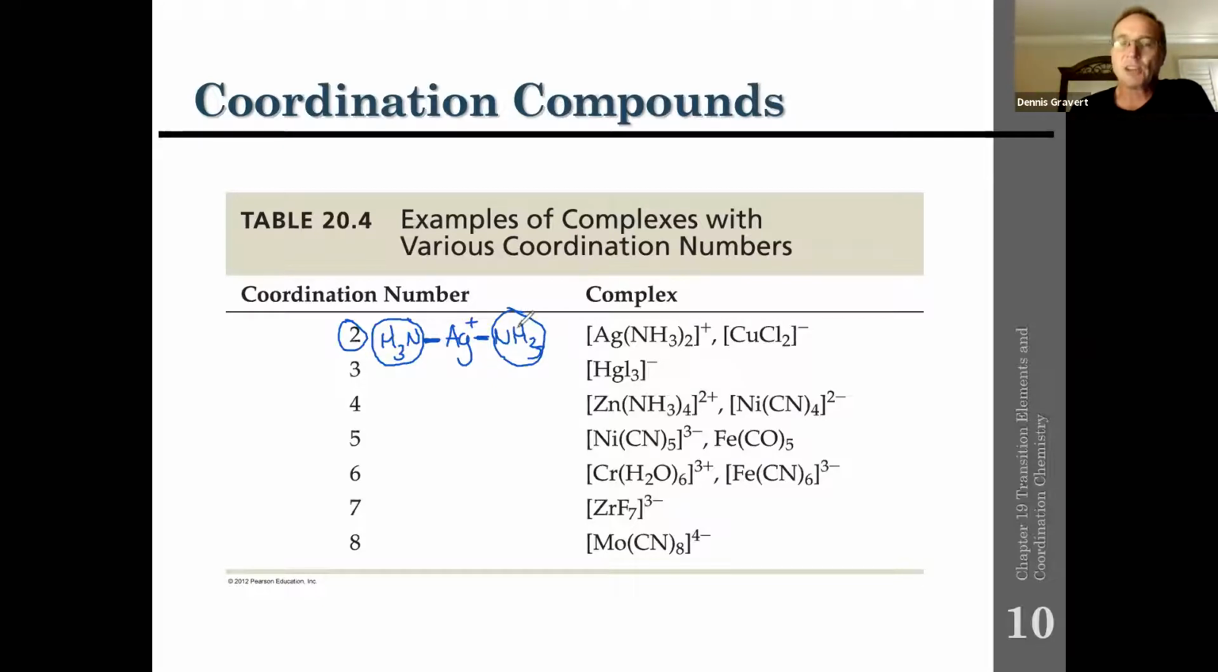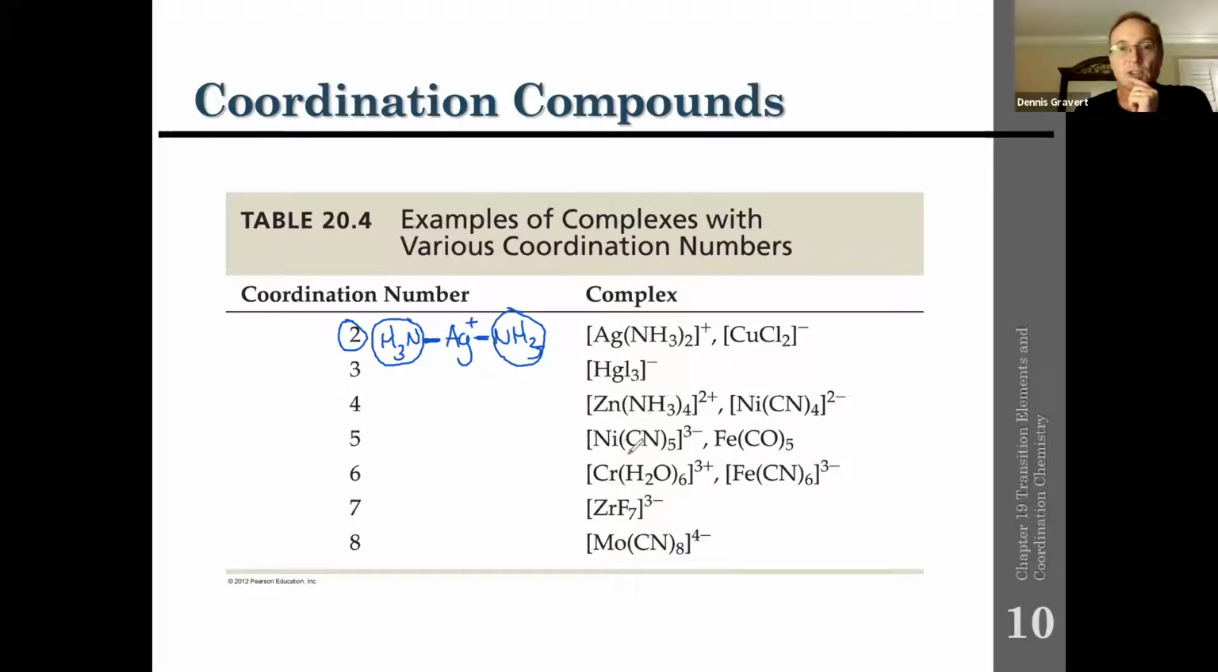The ligand donor atom, for ammonia, it's nitrogen. Nitrogen's the atom that's bonding to the transition metal, not hydrogen. So for ammonia, you'd say, what's the ligand donor atom? It's nitrogen. Nitrogen's making the bond to silver.